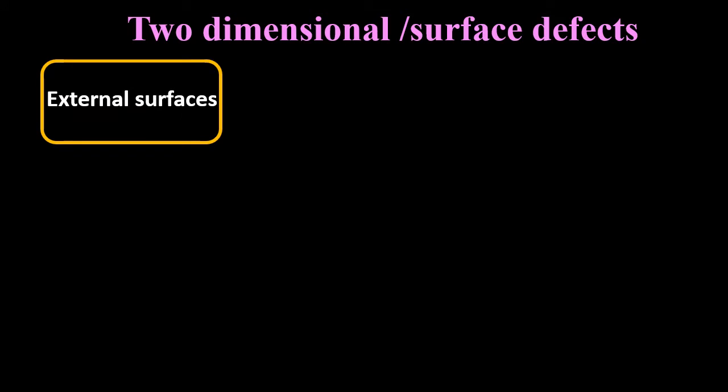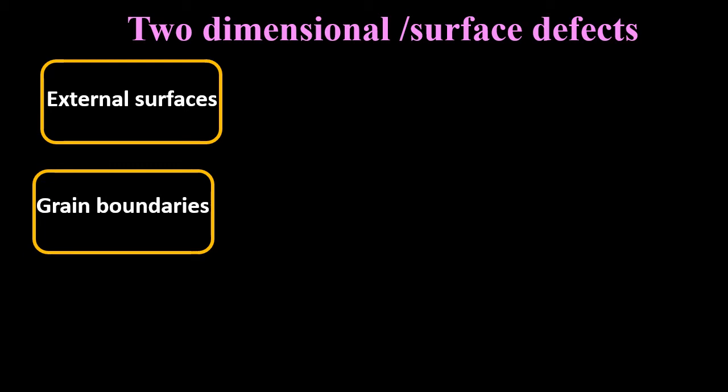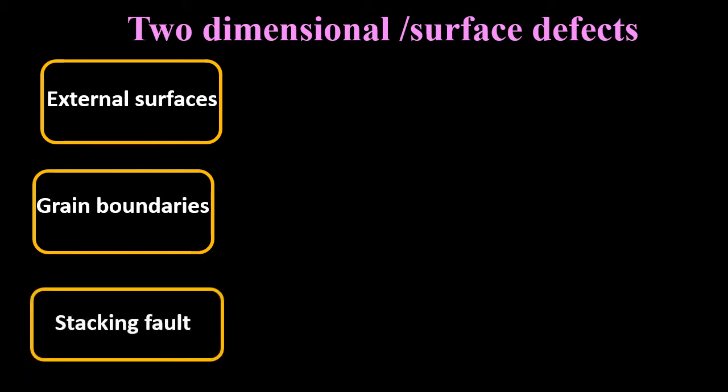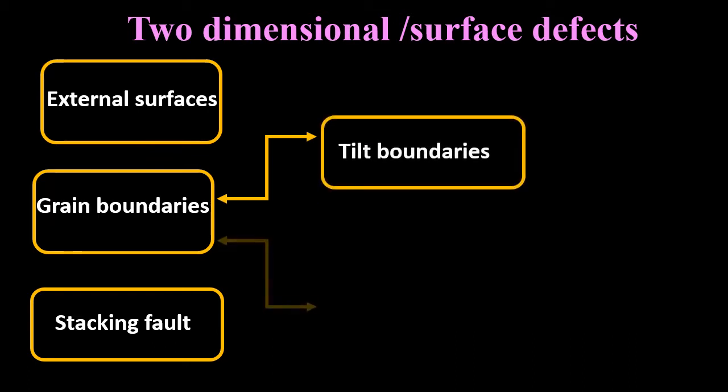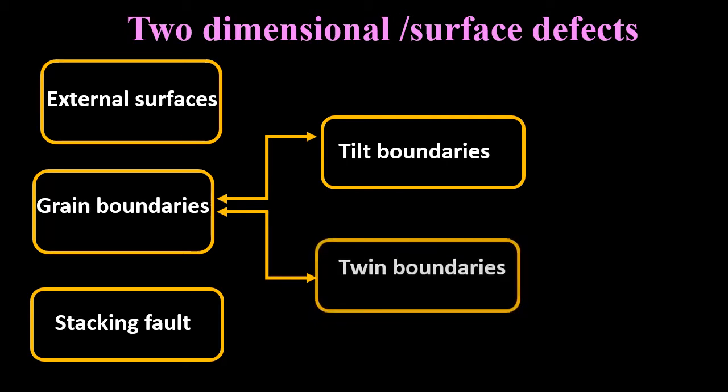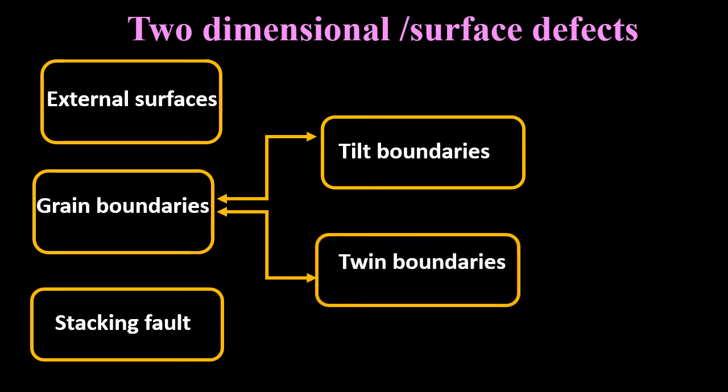Dear students, in this video we will discuss the two-dimensional crystal defects. Two-dimensional defects or surface defects can be divided into the external surfaces, grain boundaries, and stacking fault. Grain boundaries can further be divided into the tilt boundaries and twin boundaries.